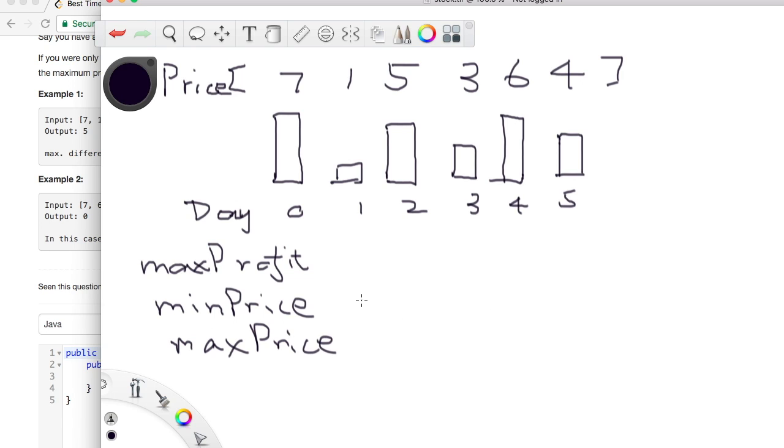So the minimum price is bought on the ith day, the max price is sold on the jth day, and the max price should come after the minimum price. And the max profit is the max price minus the minimum price.